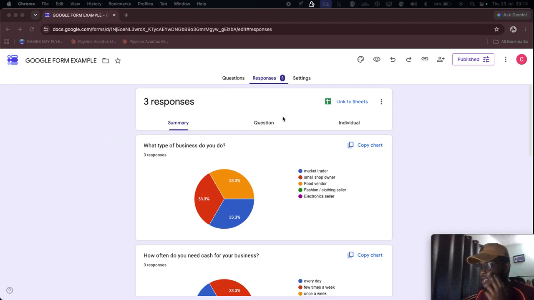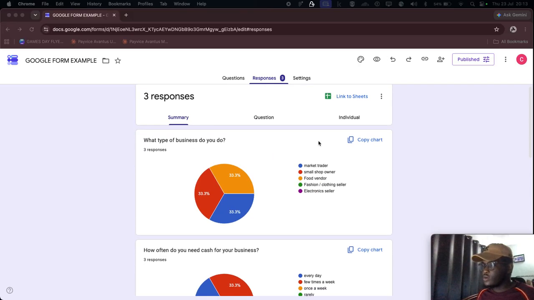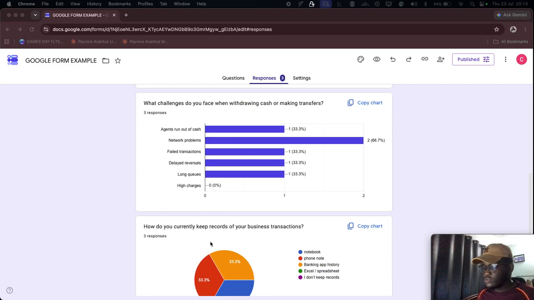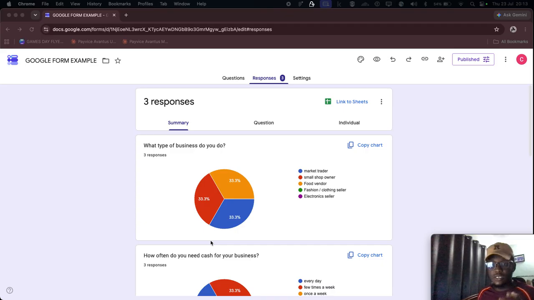How do you analyze? Now, if you go to the responses tab, can you see that for each of the questions there is a chart or a graph for it? You can see this one, you can see this one. So for each of those questions we generated, there is actually a graph. Now all we need to do is understand what this graph actually means.